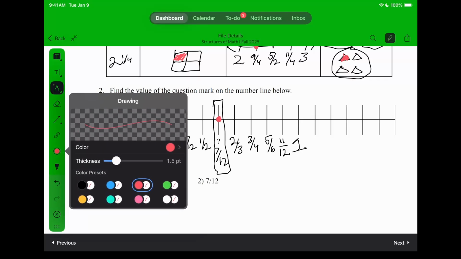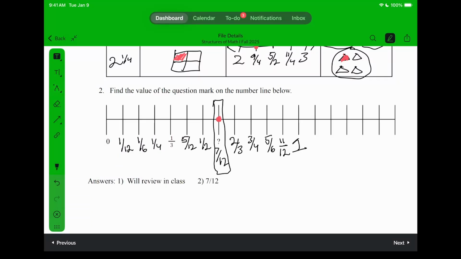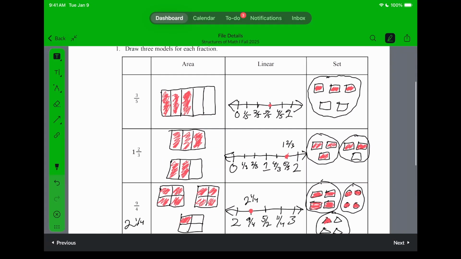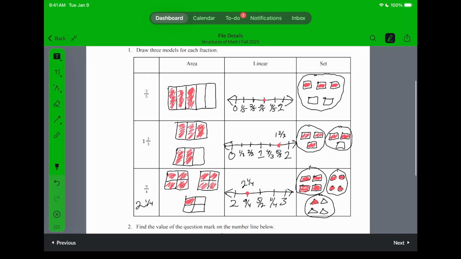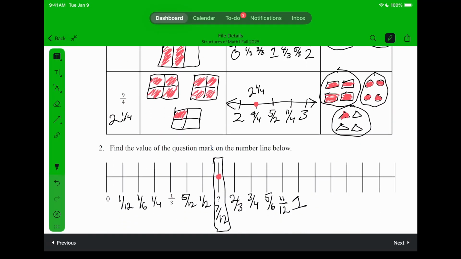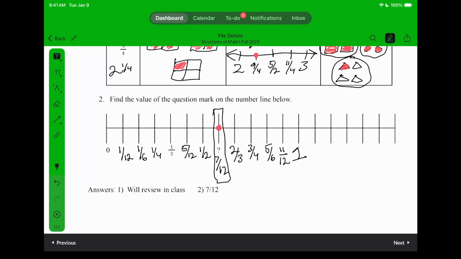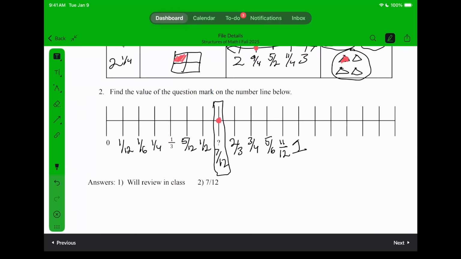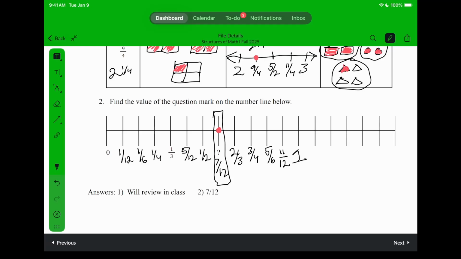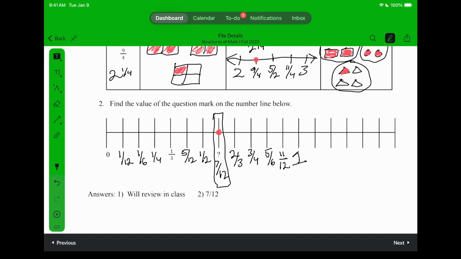Okay. So that's just a quick review on the representing fractions homework. Just a quick recap. Area, linear, and set models. And then the blank number line, where all we were given were 0 and 1/3. You can easily, with those two numbers, find 1, fill out the rest of the number line, and find out whatever number that question mark is.